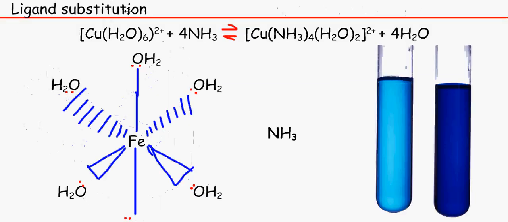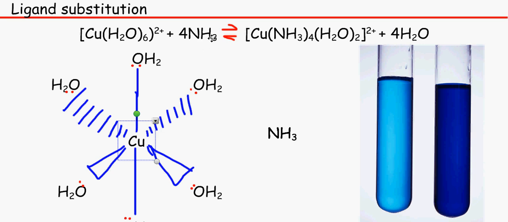So moving on, ligands can actually be substituted with another compound. So say for example, we've got this copper 2 ion over here. That's supposed to be Cu. And we've got 6 ligands connected to it.